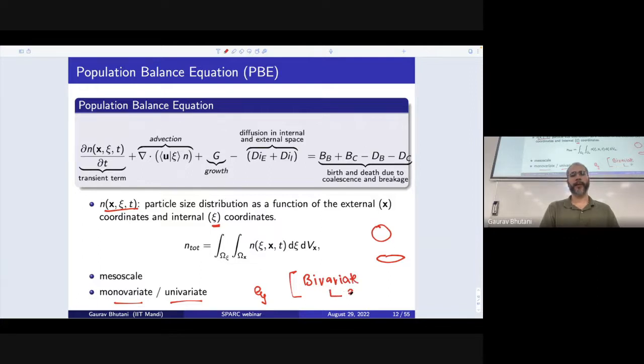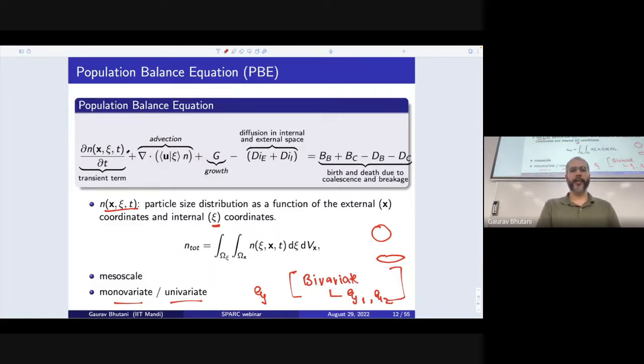So bivariate is when you have two internal properties, xi1 and xi2. And similarly, we can have multivariate where you have multiple xis. But today for this discussion, we'll only talk about single xi.